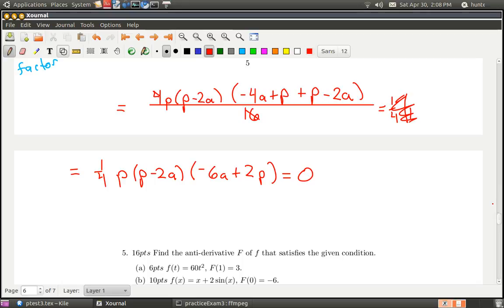So two pieces here. I have to think about what's going to make this piece 0, and what's going to make this piece 0. The thing that makes this piece 0 is if A is equal to P over 2. That's pretty clear. That'll make that part 0. And what about this thing? This will be if A is equal to 1/3 P, so P over 3.